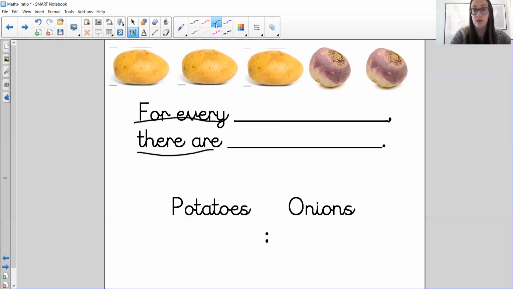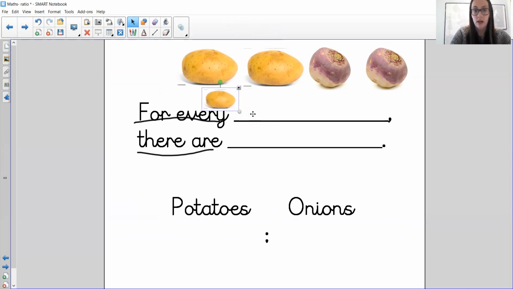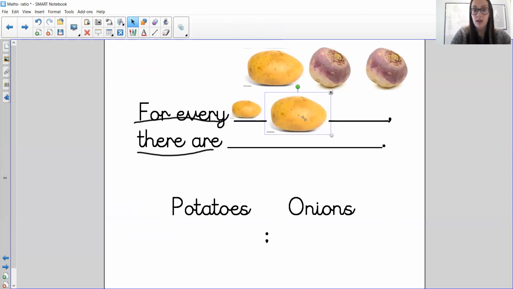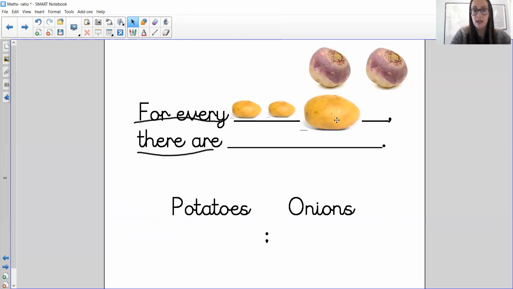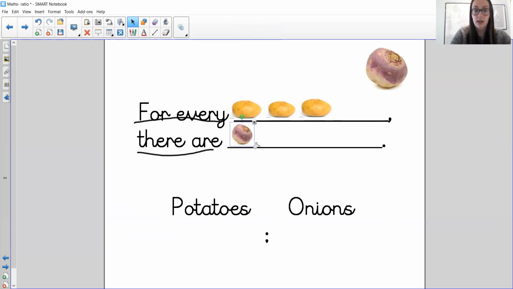Okay, let's have a go through this one together. So for every what, there are what? Well, for every, move them over here actually, can't we? For every how many potatoes? For every 3 potatoes, there are 2 turnips. And these definitely are turnips. Decided. So for every 3 potatoes, there are 2 turnips.